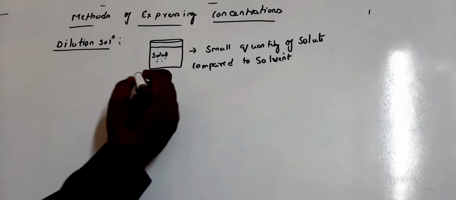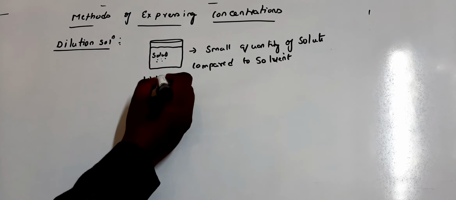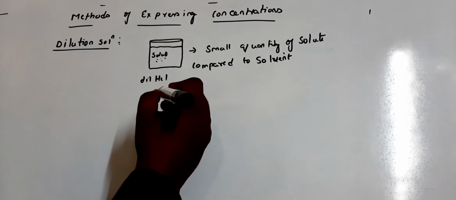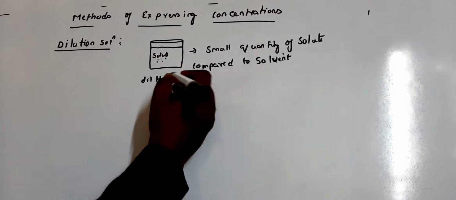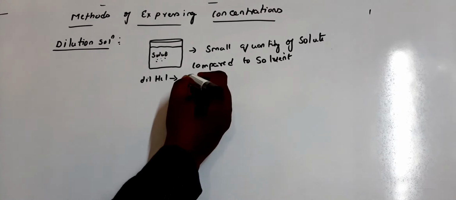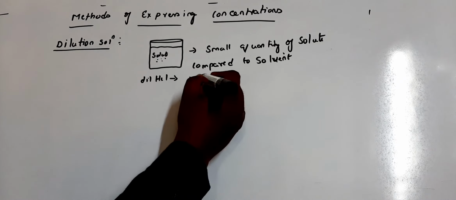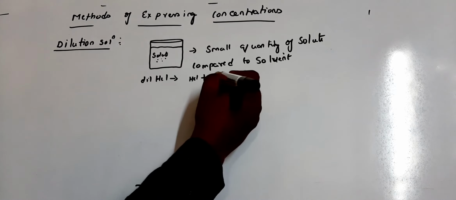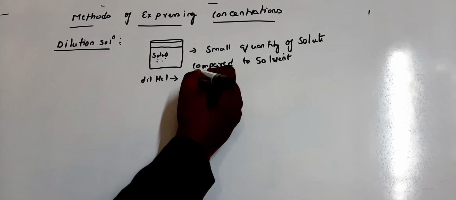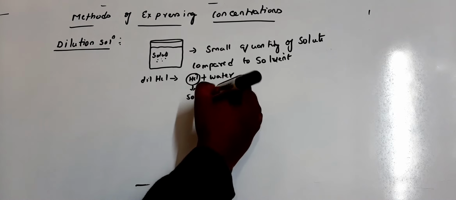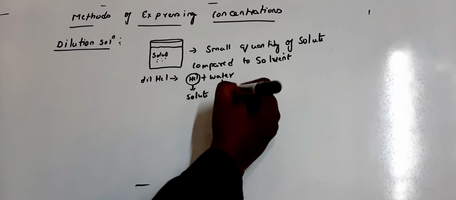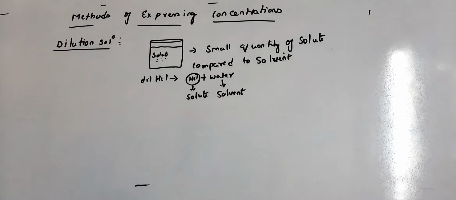Dilute HCl means the solute is very small when compared to the solvent. Here the acid HCl is very little when diluted with water. Here HCl is the solute and water is the solvent.